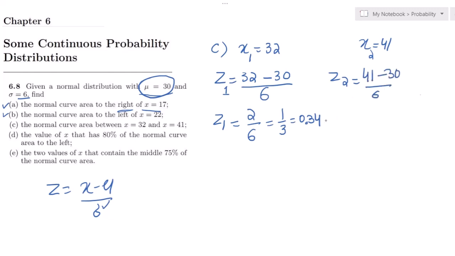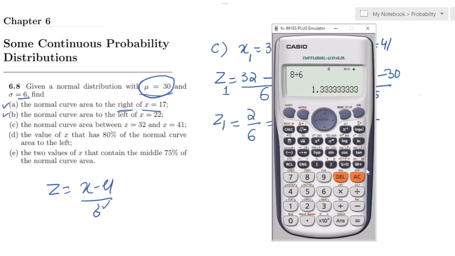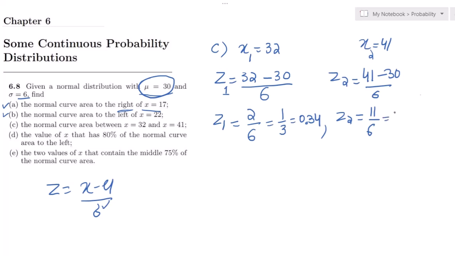Similarly for x2, let me have here z2, it would be 41 minus 30 divided by 6. So the value of z2 would be 41 minus 30 is 11 by 6. So 11 by 6 is what? This is 11 divided by 6, which is 1.84. So these are the two values of z, and we have to find out the area in between them.